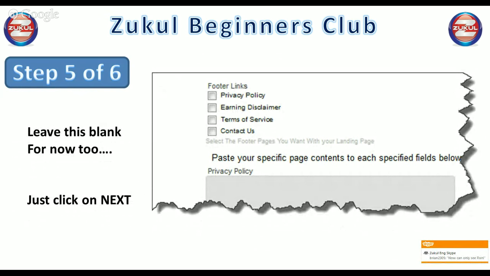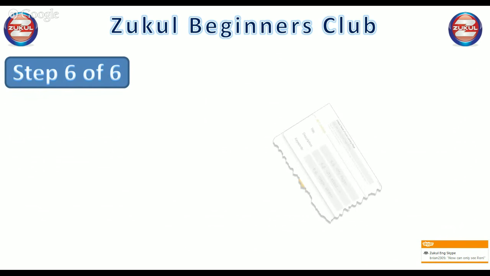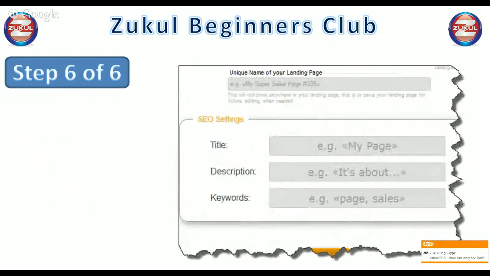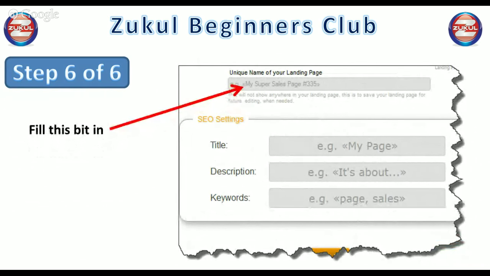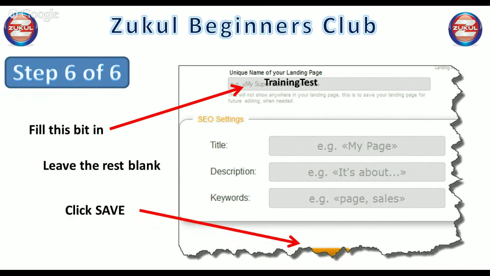You can just click on next and move on to the final step, 6 of 6. In step 6 of 6, we now have the unique name of your landing page, and that you must complete. So you fill this bit in. I'll just call this one training test. The rest, again, is not important at this stage, and you can leave them all blank. Just click on the save button.